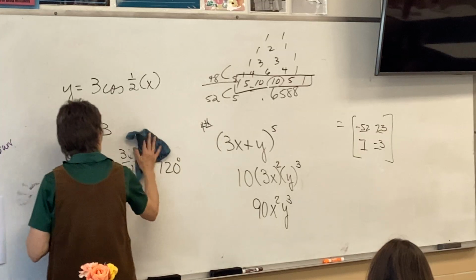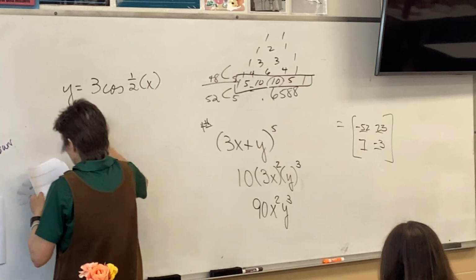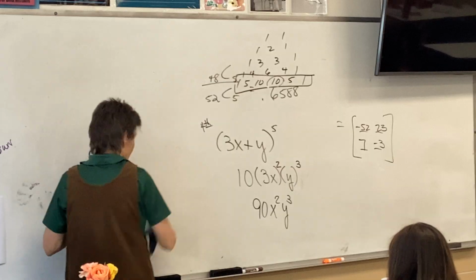Number 22. Everybody's going on retreat. 48 kids are on retreat.